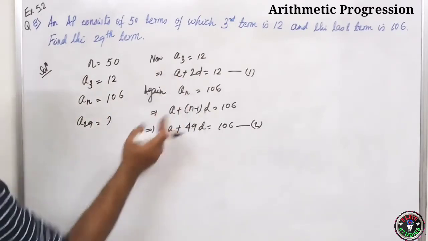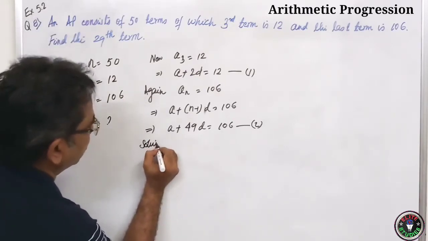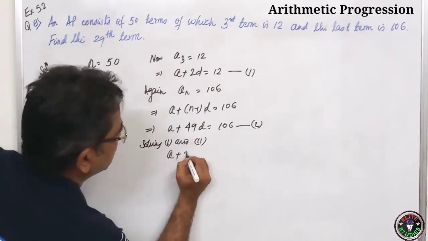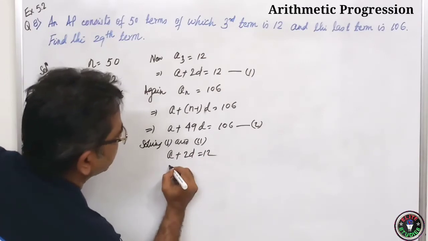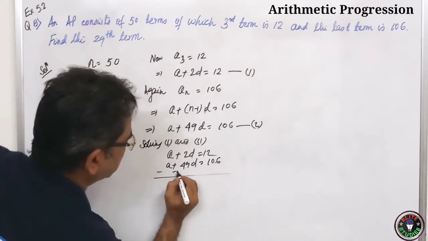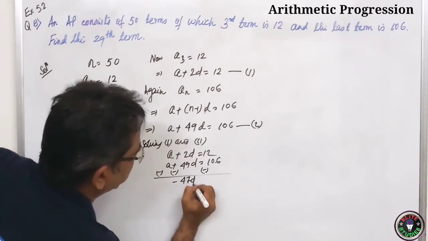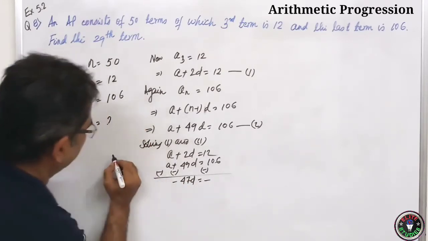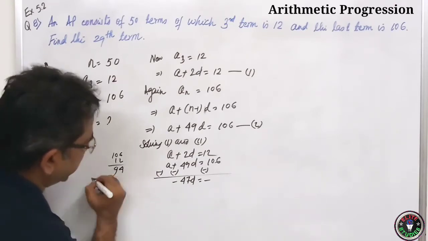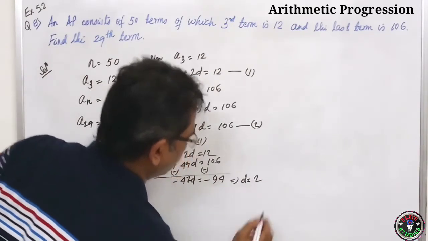Now the very next step is to solve for A and D. Solving 1 and 2: A plus 2D is equal to 12 and A plus 49D is equal to 106. Subtracting, A minus A cancels. It will be minus 47D equal to what? 12 minus 106, so it is minus 94. This gives D is equal to 2.